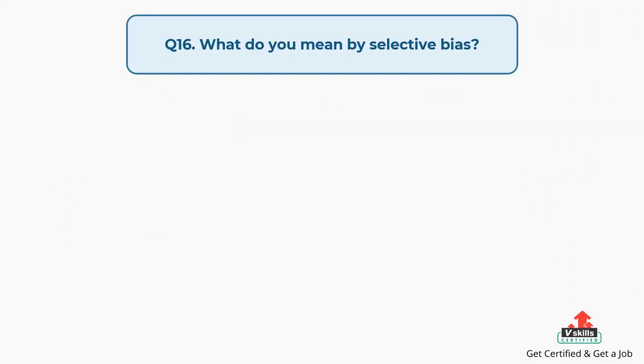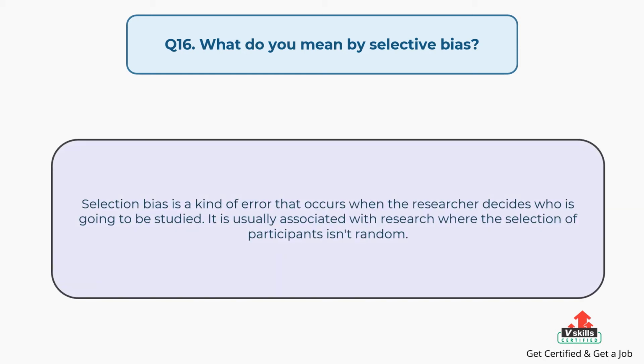Question number 16. What do you mean by selection bias? The answer is: selection bias is a kind of error that occurs when the researcher decides who is going to be studied. It is usually associated with research where the selection of participants isn't random.